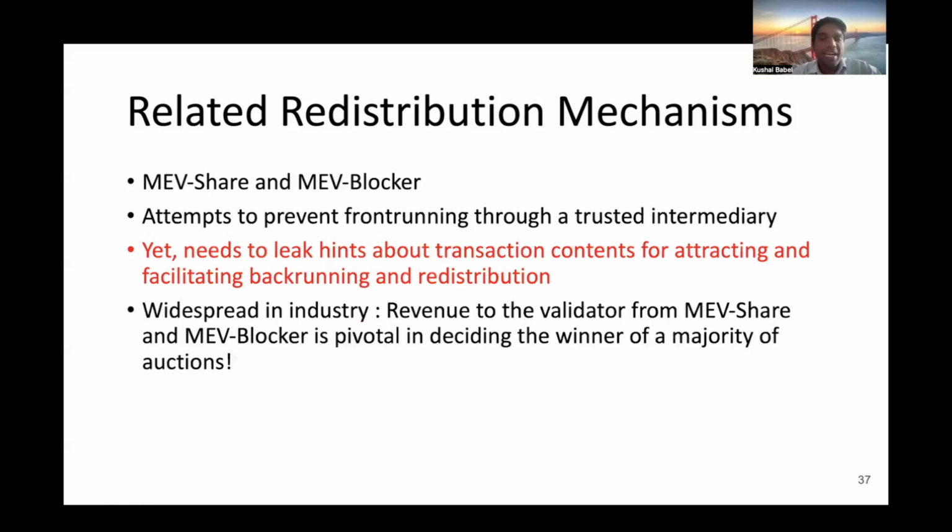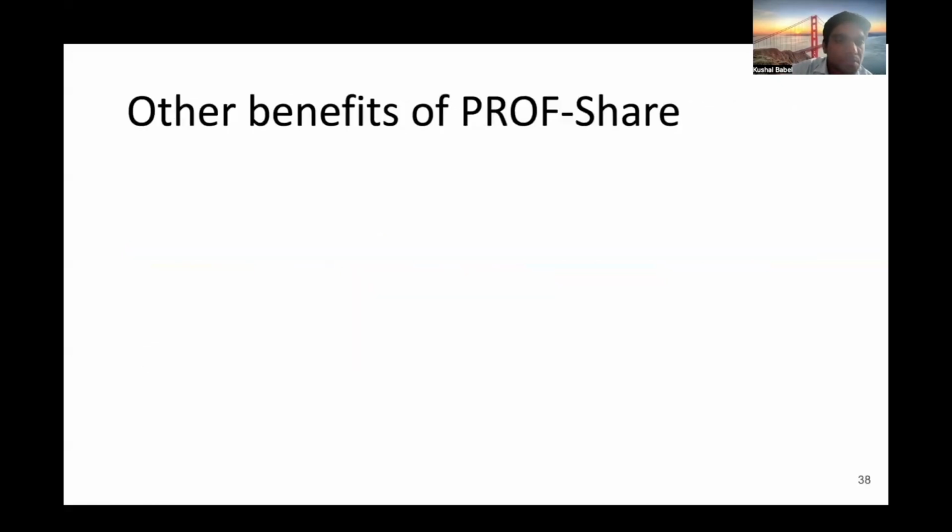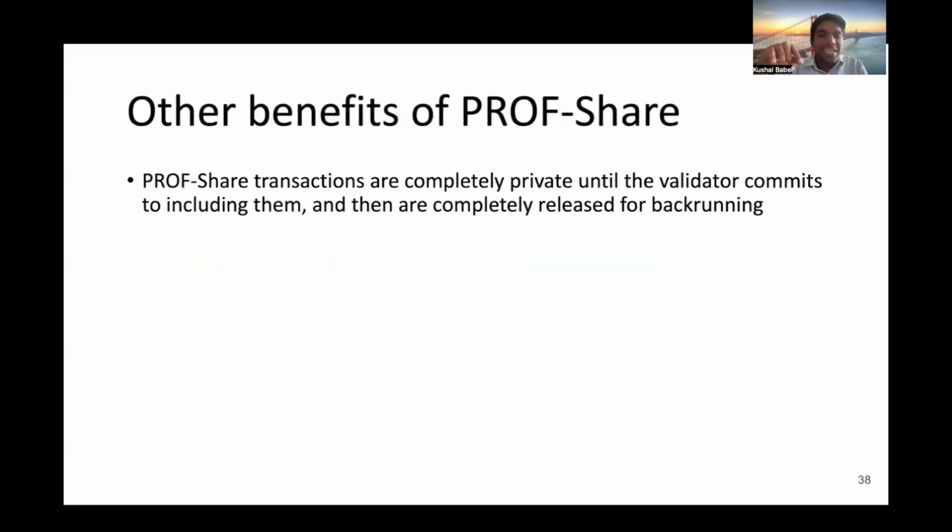And this is already widespread in industry to the point that the order flow that's coming through MEV share and MEV blocker is actually quite pivotal in deciding the winner of a majority of auctions. Now, the benefits of PROF share, if you compare against, say, for example, MEV share and MEV blocker, is that the transactions, as I said, are completely private. You don't need to have that trade-off.